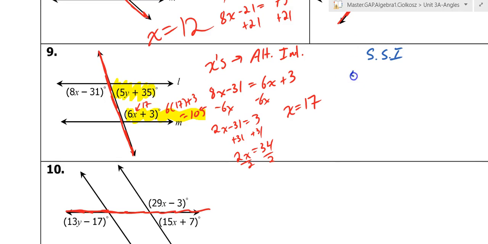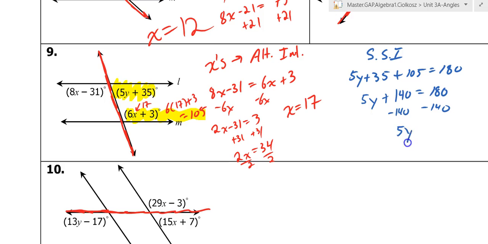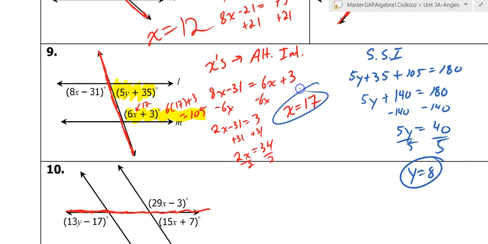Those need to add 180, so 5y plus 35, plus, we said this angle is 105, must be equal to 180. Same side of the line, so this is my line through the equal sign, I'm just going to combine them. We'll end up with y is equal. So 2 answers, 1 question.